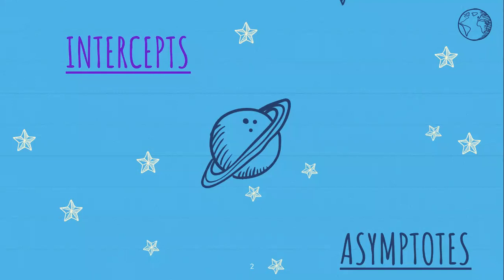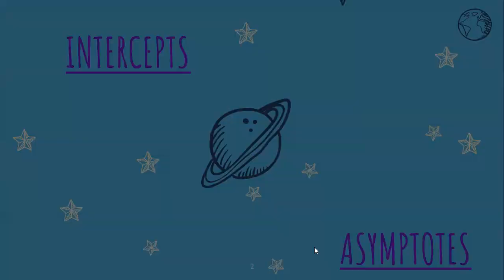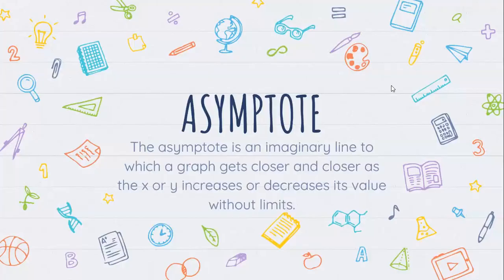O, sige. Parang, hala, sumuko kayo Ma'am Tiny, charot. Ayan. Sige, ano nga ba yung asymptote? The asymptote is an imaginary line to which a graph gets closer and closer as the x or y increases or decreases, or as x or y changes its value without limits, but never touching it.